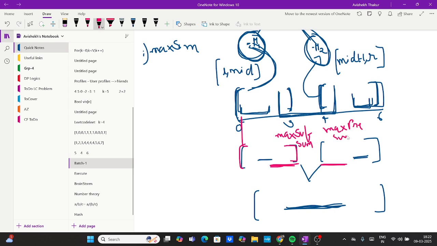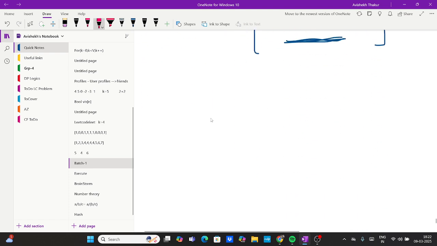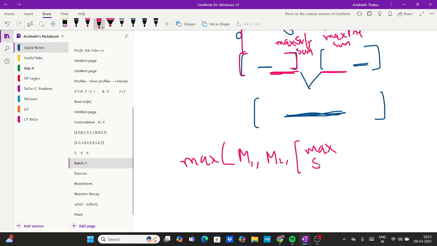Correct. So one option, in order to get the maximum sum of the merged node, will be nothing but the max of M1, comma, M2, comma, what, max suffix sum plus max prefix sum, right? Do you guys agree till this point? Quick yes if you agree.